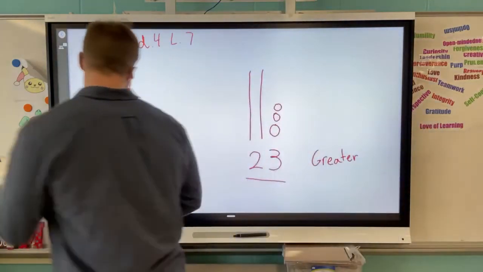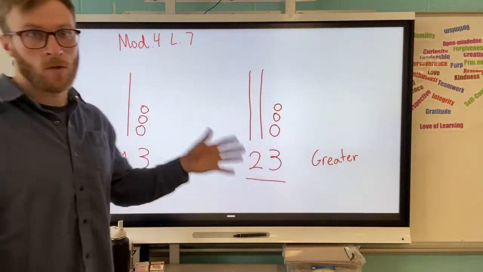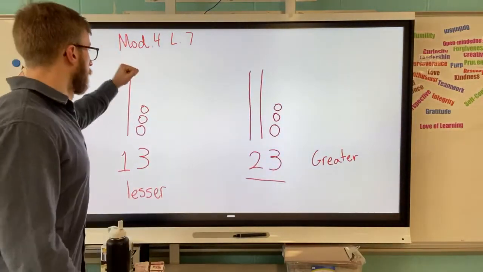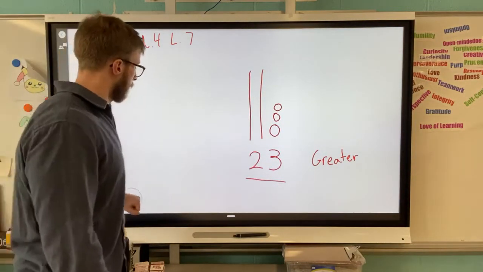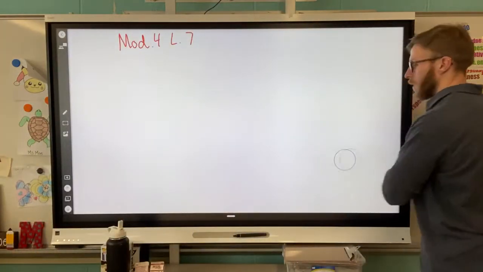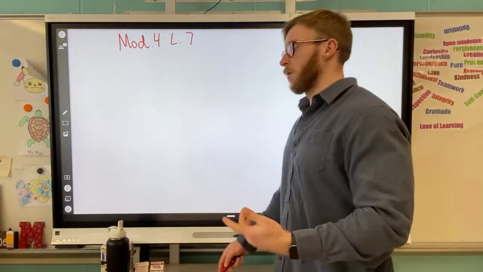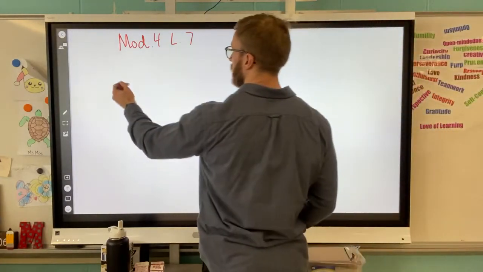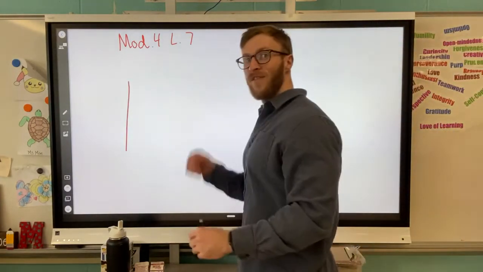Okay, so this is exactly what our next one's going to look like. Once we are done with it, we're going to try another one. So give me a second. Go ahead and make sure you have a clean spot on your board or your piece of paper. And I want you to draw the picture that I draw. So let's draw 1 ten and then 5 ones.